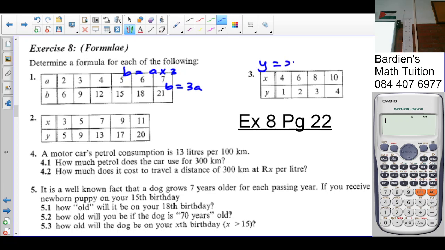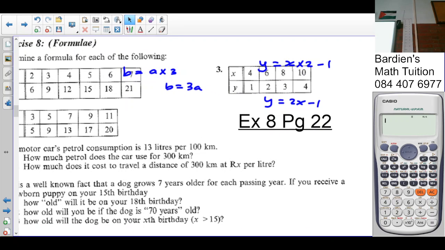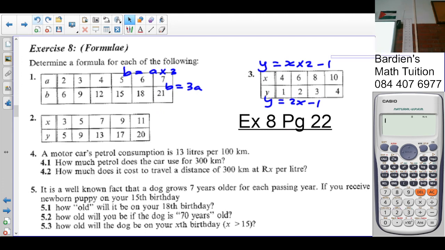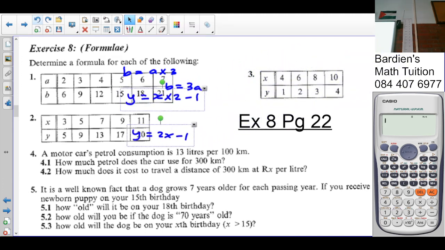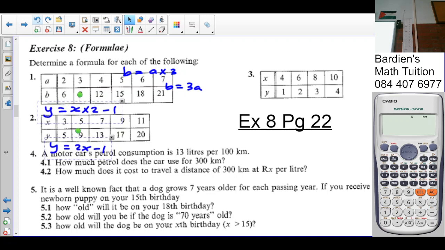Number 3. Y is equal to x times 2 minus 1, which is y is equal to 2x minus 1. You all agree with that? Times or divide? Times. Oh, there's number 3. Sorry, I'm thinking there's something wrong with you people. But there's actually something wrong with me. Absolutely correct. The next one?